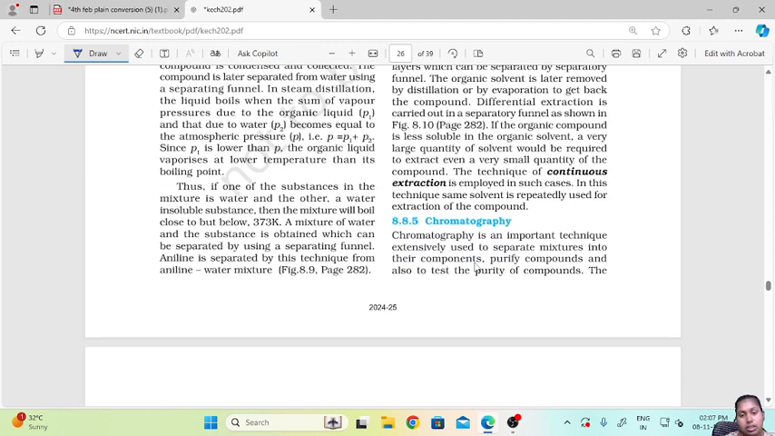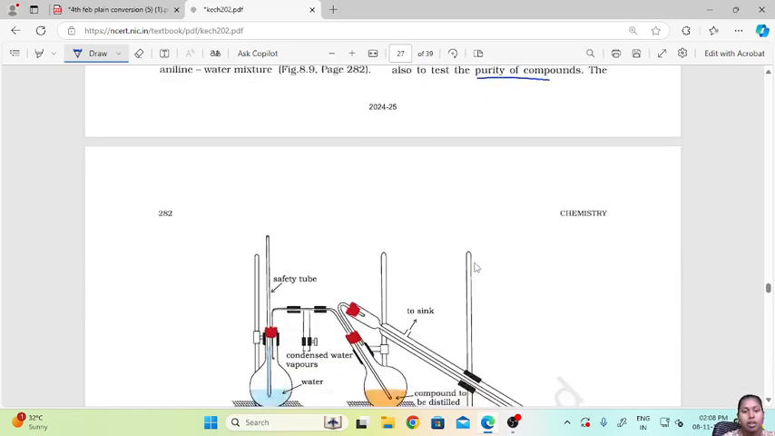The next method is the chromatographic method. Now chromatography is an important technique extensively used to separate mixtures into their components, purify compounds, and also to test the purity of the compounds. It is an important technique extensively used for the separation of mixtures into their components, to purify compounds, and also to test the purity of the compound.